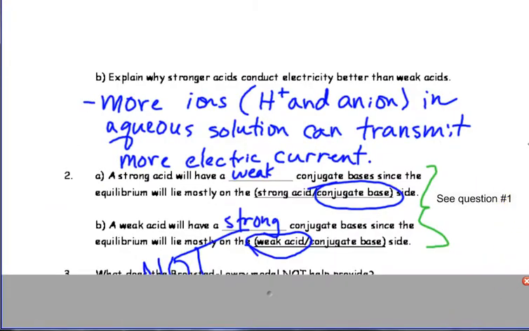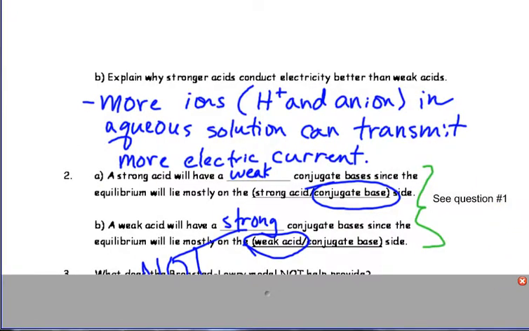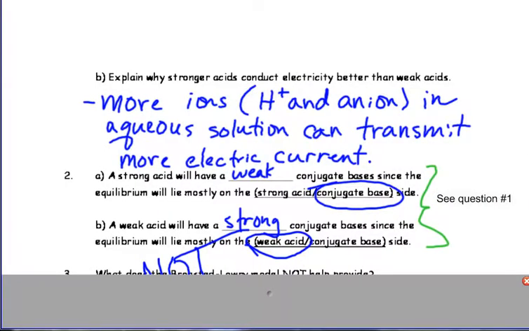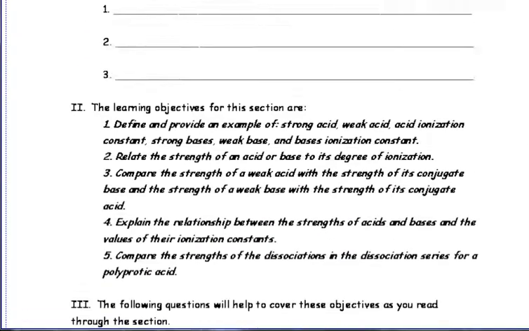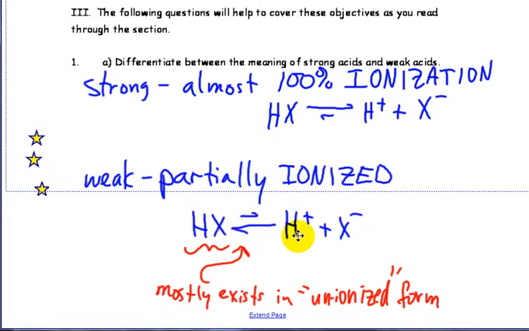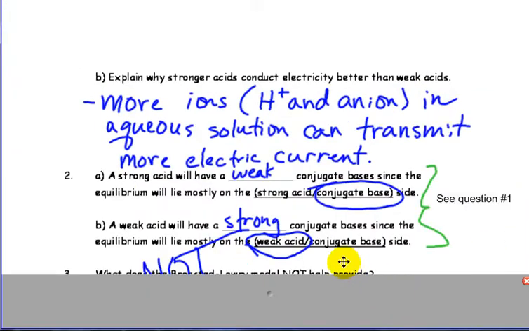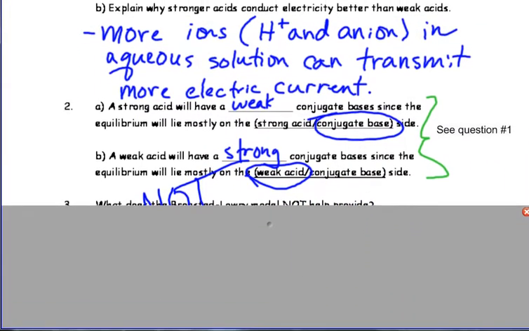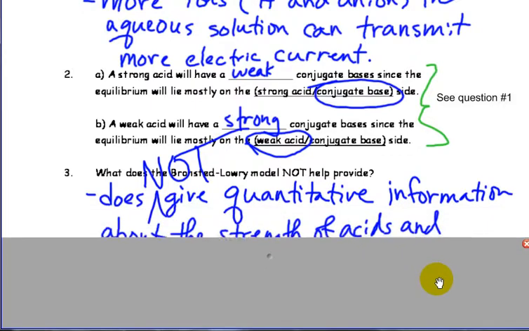And vice versa, a weak acid will have a strong conjugate base. So if we look over here, for a weak acid, its base is X. How much X will receive H's to make HX? A lot, because you can see the arrow exists on this side. So strong is paired up with weak, and weak is paired up with strong, basically.